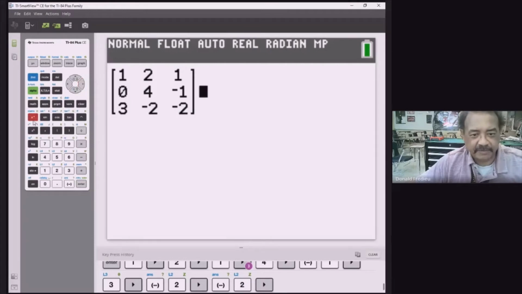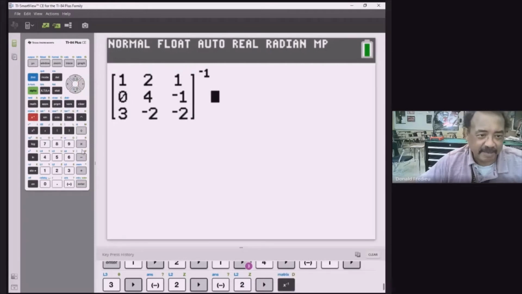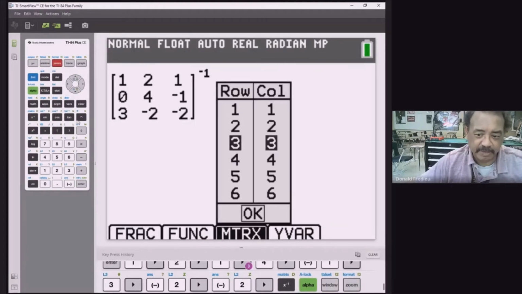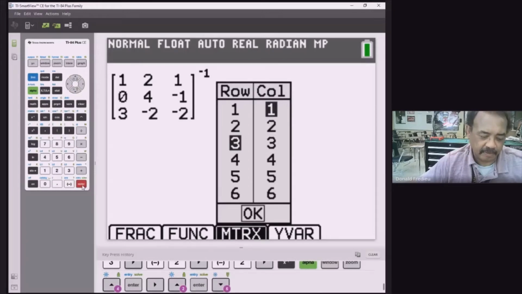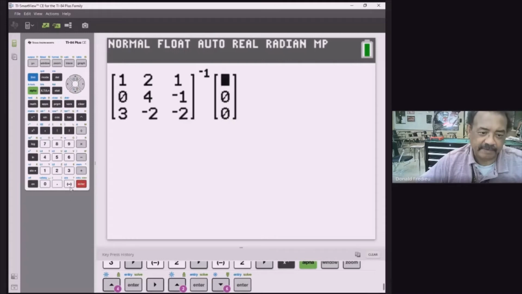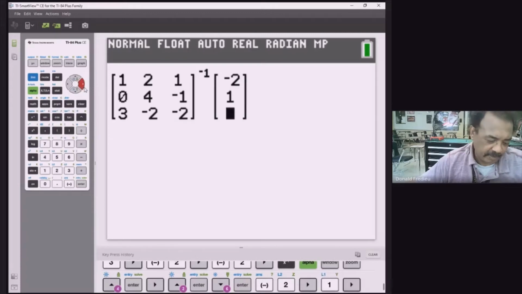And I'm going to take the inverse of that, and now I need my y matrix. I'm going to go back to Alpha, Window, Zoom, and I will space up till I get to 3, and then up to 1, and down to 0. And I put in -2, 1, and 13.